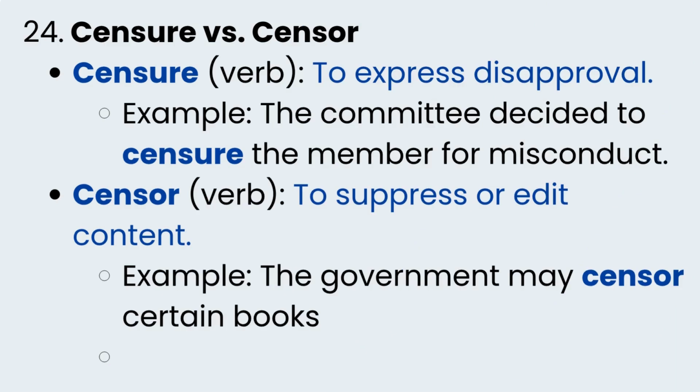24. Censure versus censor. Censure, verb, to express disapproval. Example: the committee decided to censure the member for misconduct. Censor, verb, to suppress or edit content. Example: the government may censor certain books.